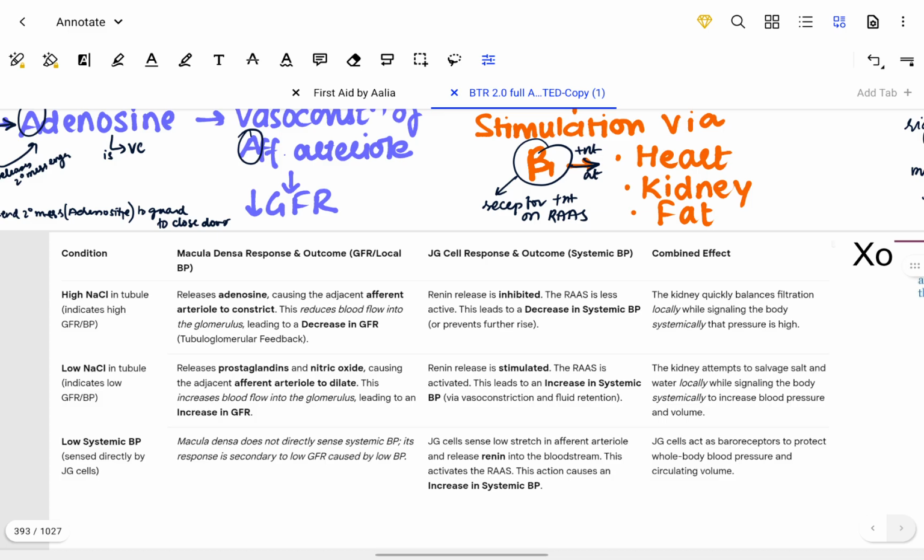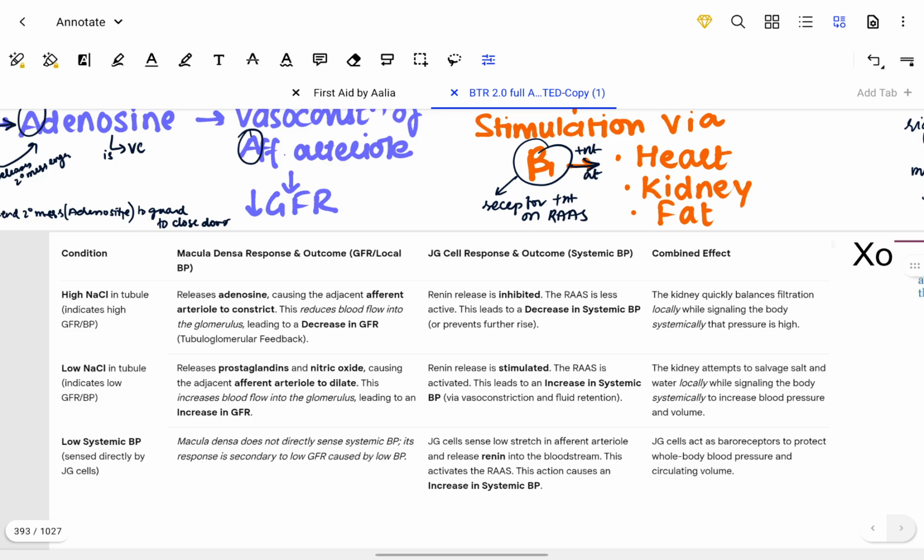Now how do JG cells respond? Now high NaCl means the BP is increased, so RAS is not activated, so there is a decrease in the systemic blood pressure, or like it doesn't act, so there's no further rise. Okay, so the combined effect is the kidney quickly balances the filtration locally while signaling the body systemically that the pressure is high.